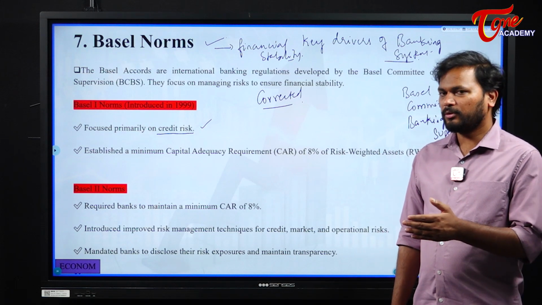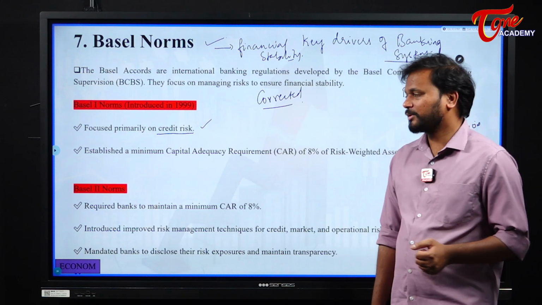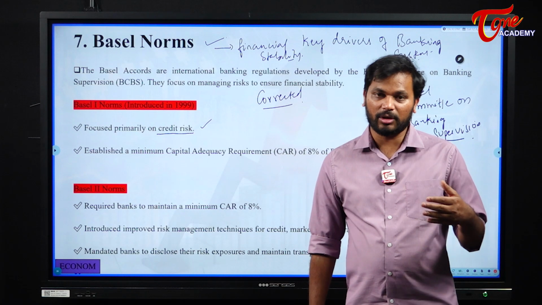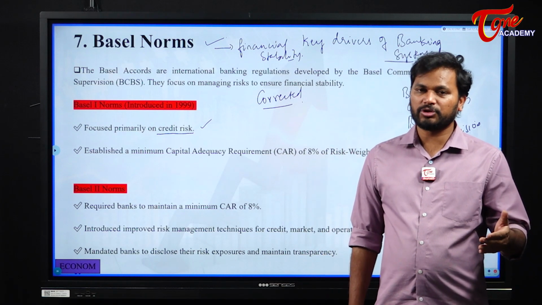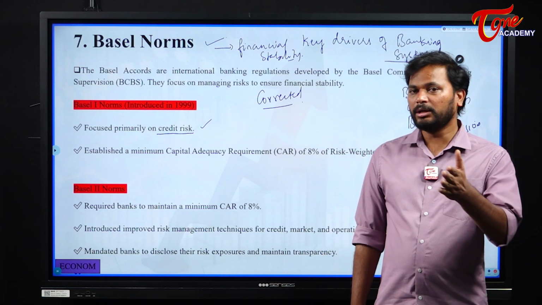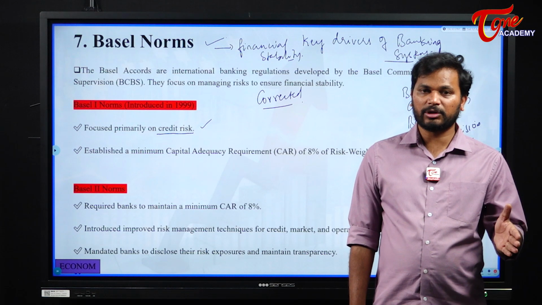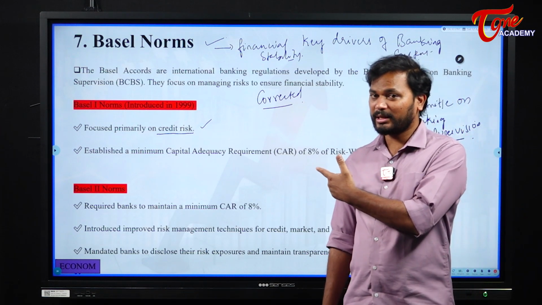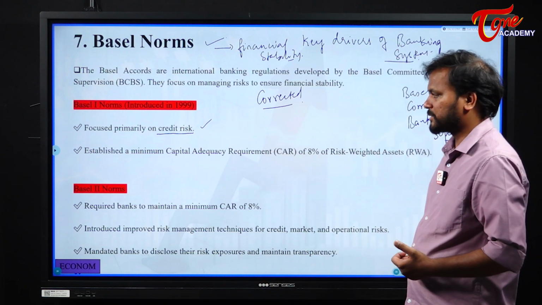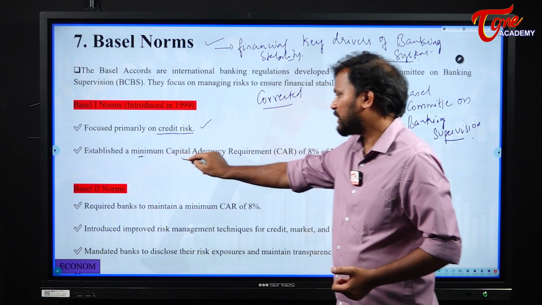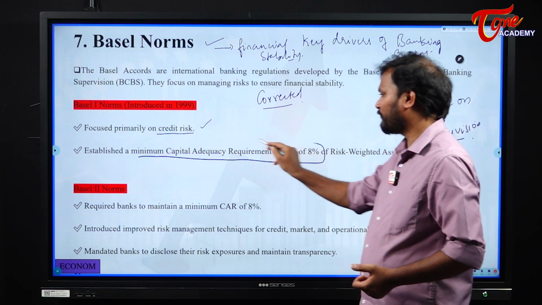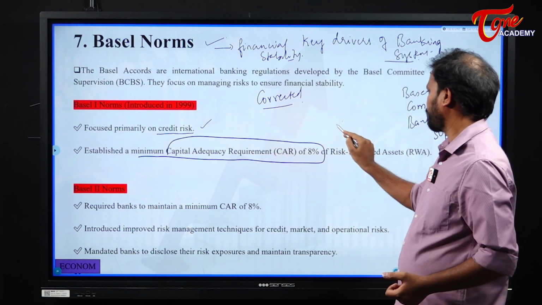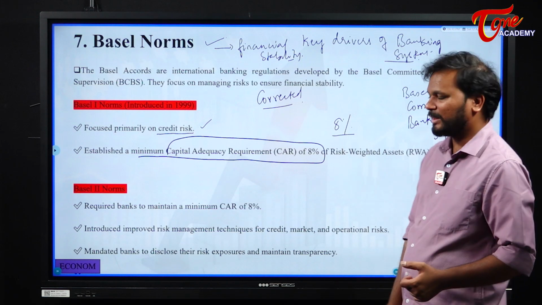The primary focus was on credit risk. In fact, the concept of the capital adequacy ratio that we have adopted as part of the Narasimhan 1 committee and the Narasimhan 2 committee are recommendations made by the Basel norms. Basel established a minimum capital adequacy requirement of 8%. That is the minimum.